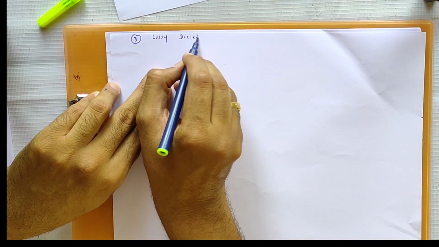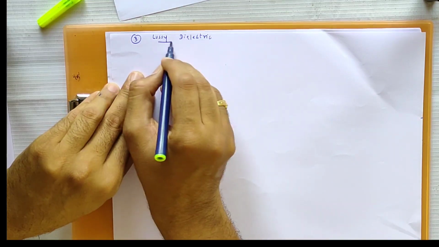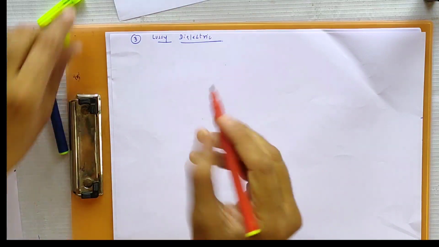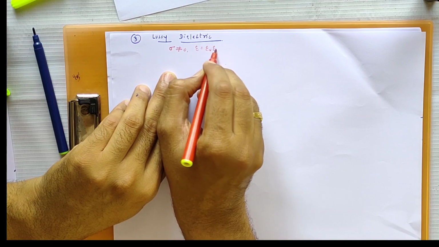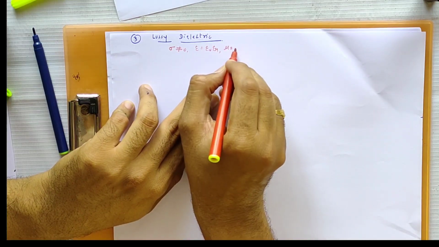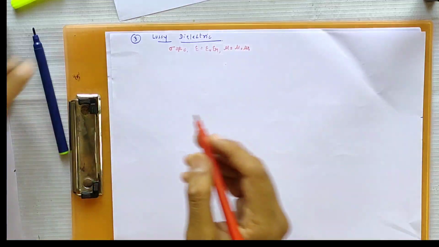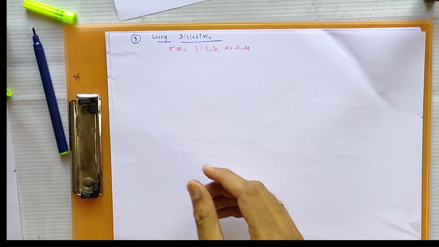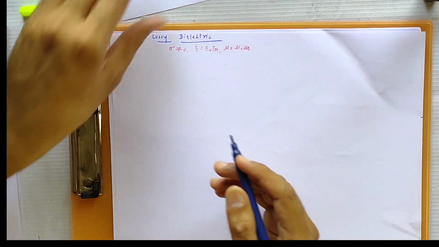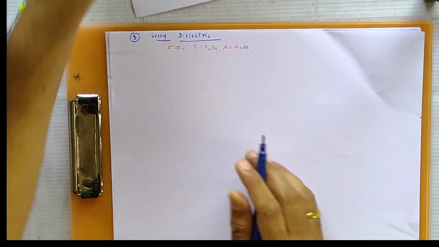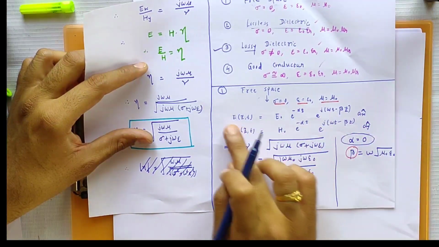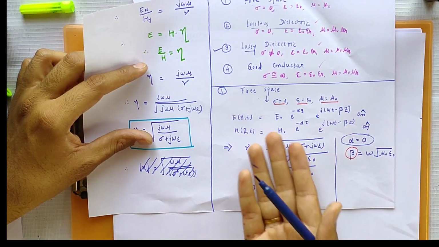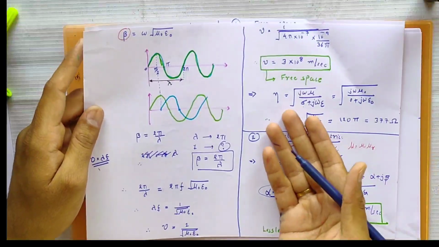Lossy dielectric medium. Which are the properties of a lossy dielectric medium? Sigma does not equal 0, epsilon equals epsilon 0 epsilon r, mu equals mu 0 mu r. These are the properties of the lossy dielectric medium. The main thing is, again you have to write all those equations: the electric wave equation, the magnetic wave equation, then do the calculation for the propagation constant. Similarly, do the calculation for the intrinsic impedance.